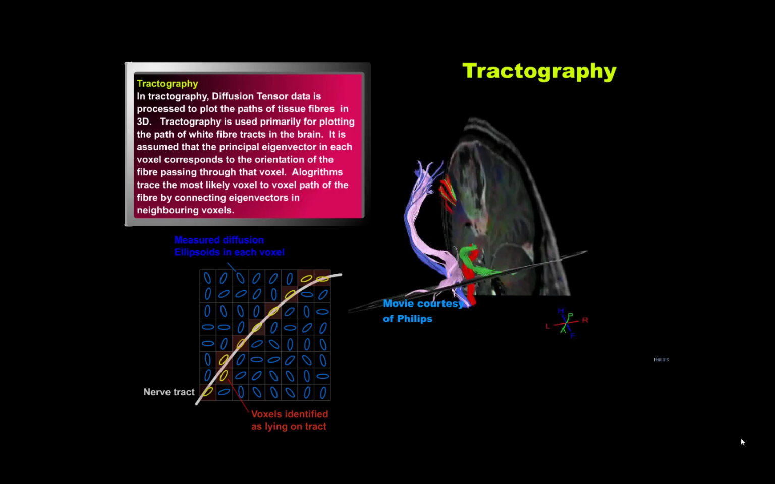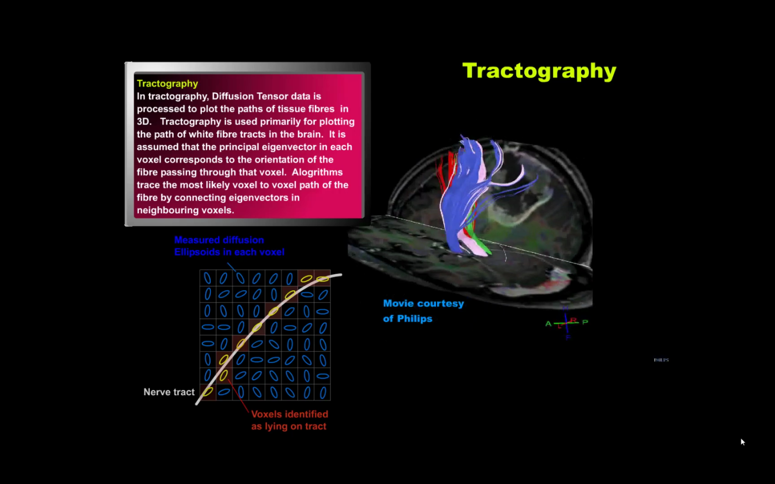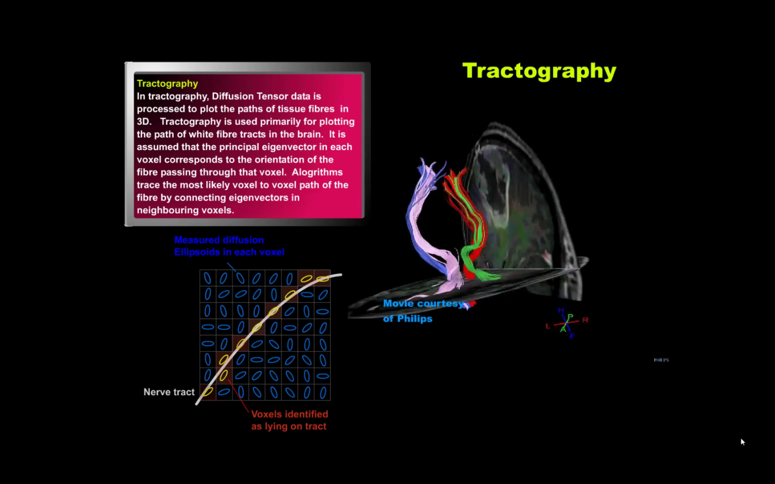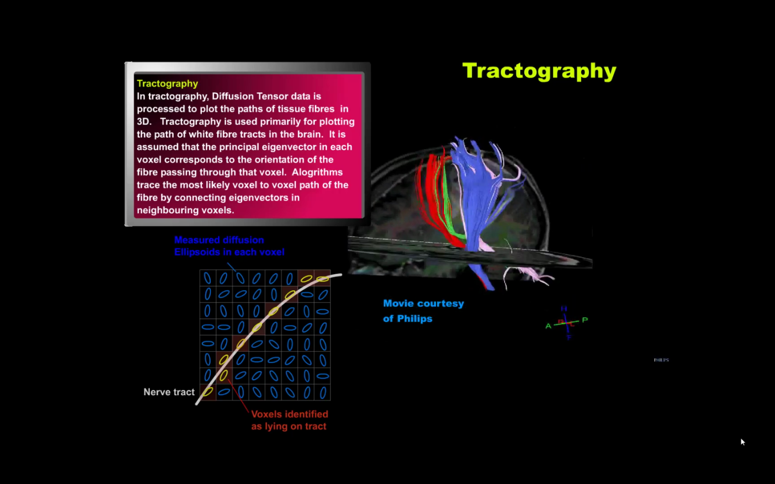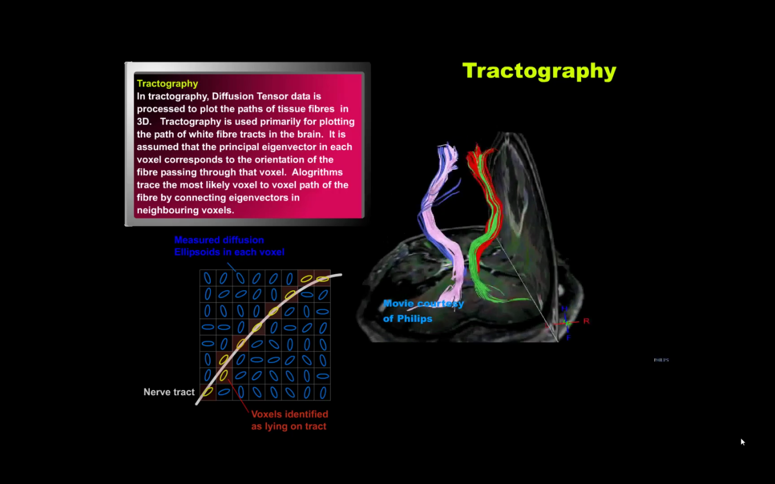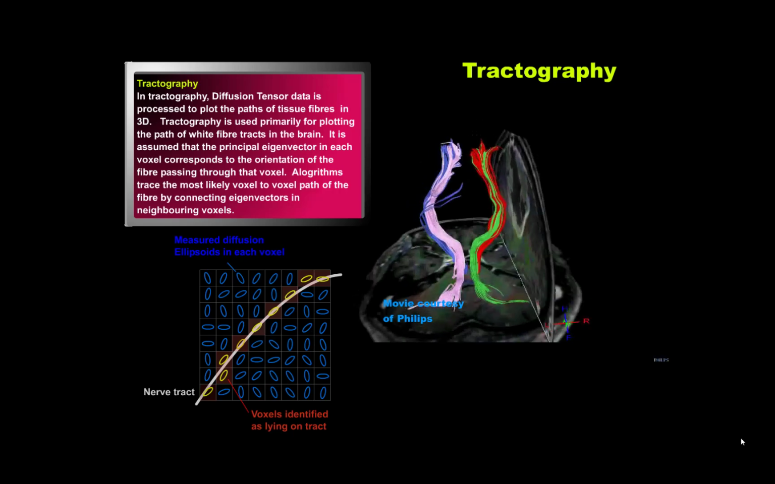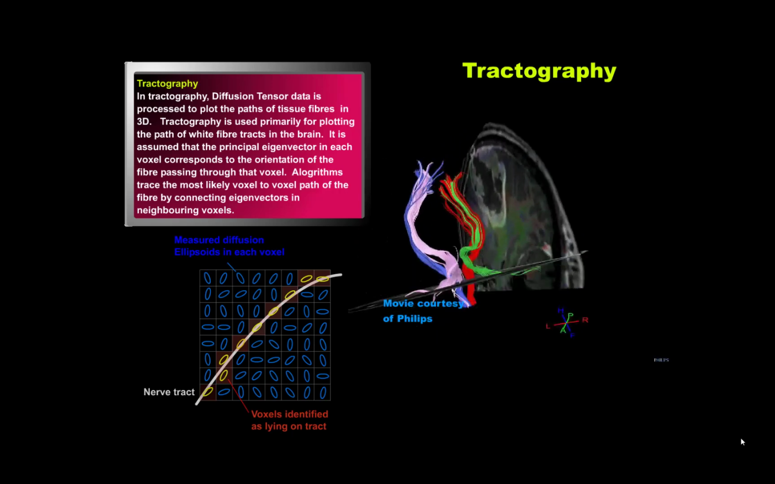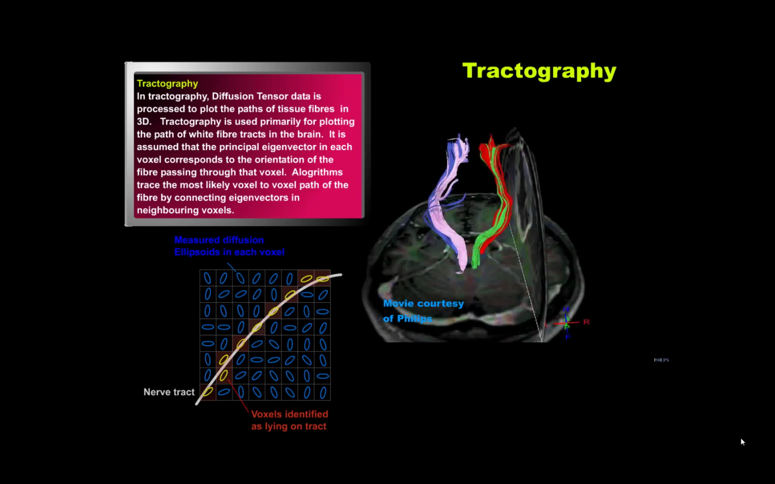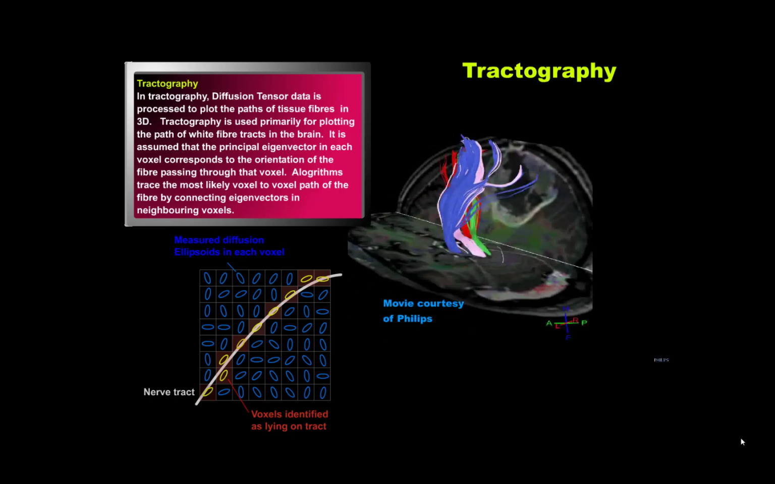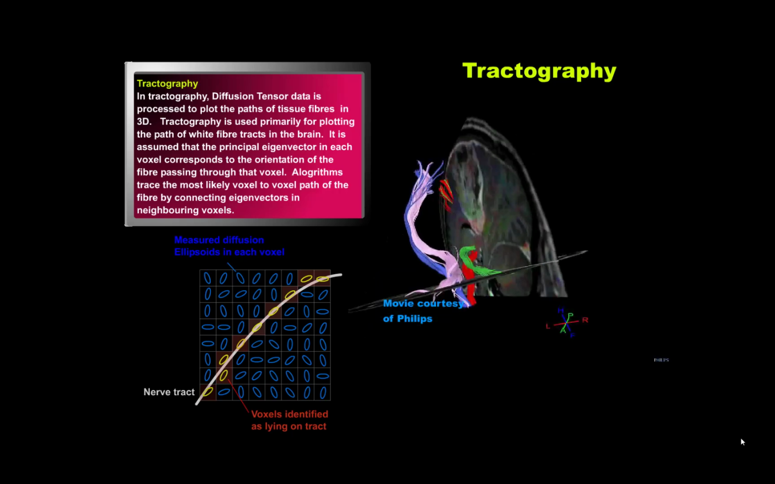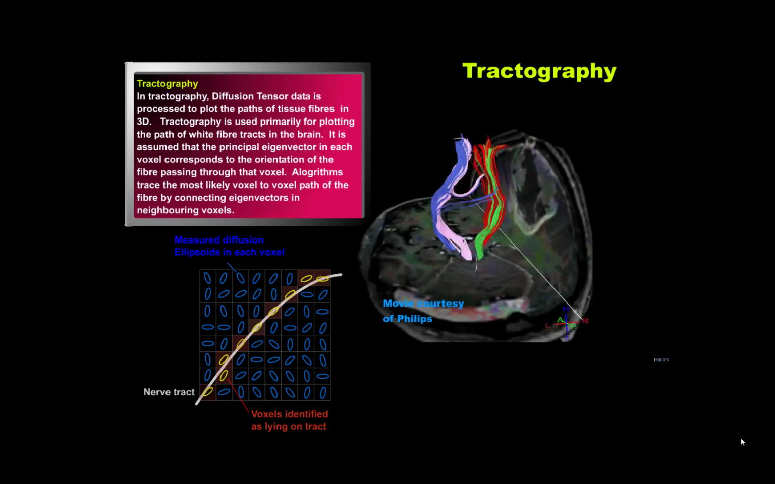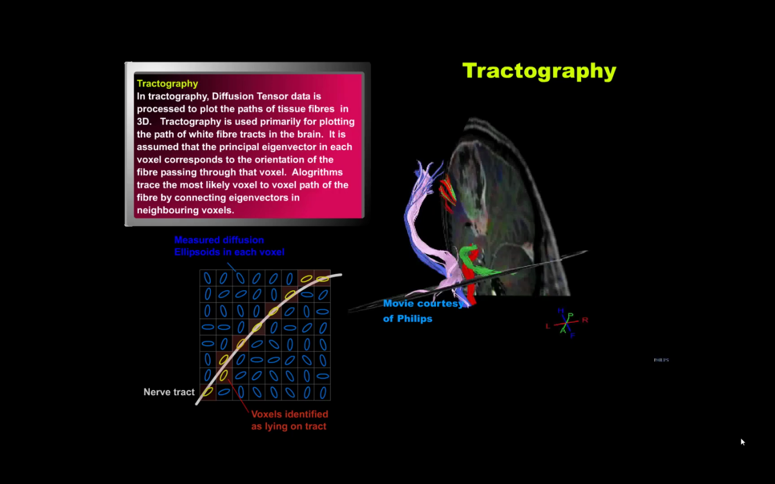One application of DTI is called tractography. So in tractography, what we're trying to do is plot the pathways of tissue fibers in 3D. And the typical application for this is plotting the pathways of white matter fiber tracks in the brain. So it works by running a DTI acquisition, and that DTI acquisition provides information on dominant direction of diffusion in every voxel in the imaging volume. So essentially that ellipsoid information that we spoke about in the previous slide.